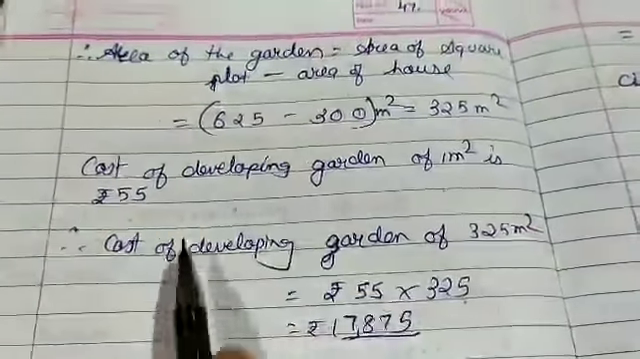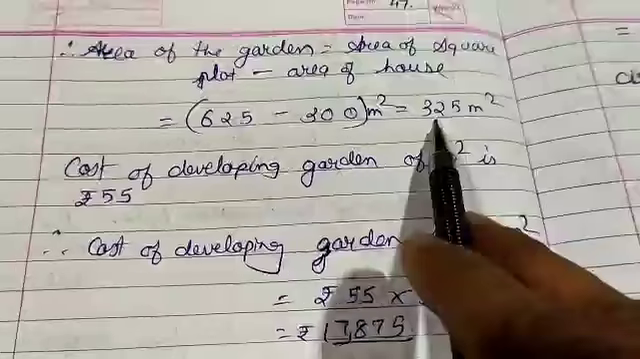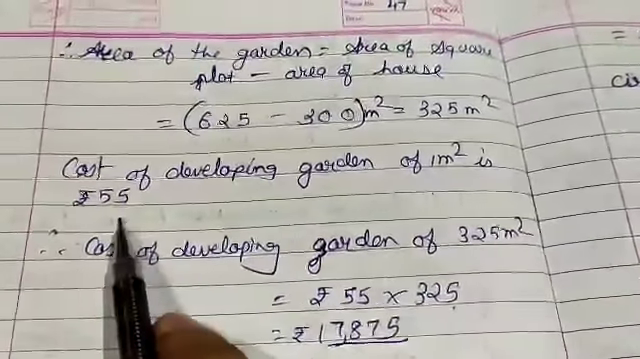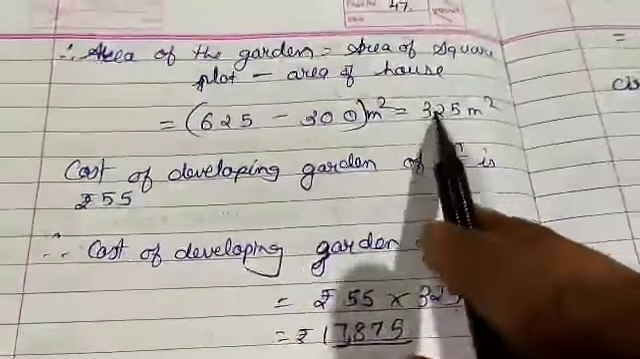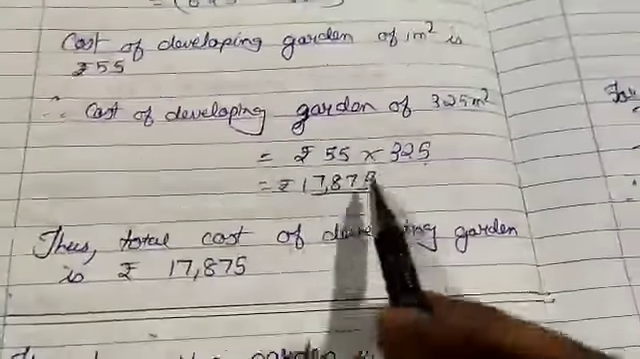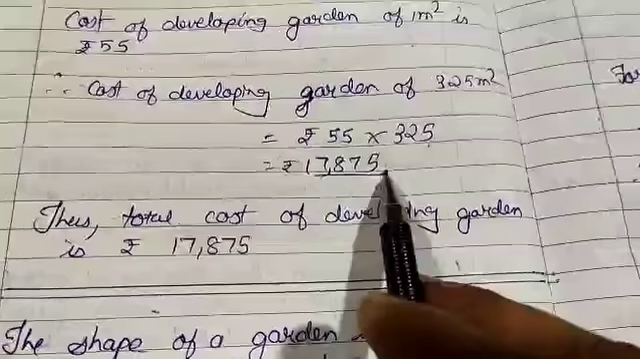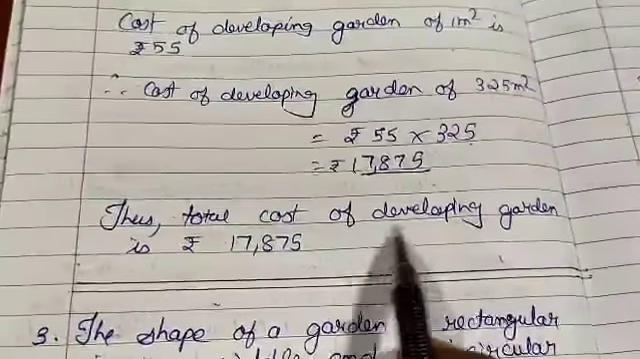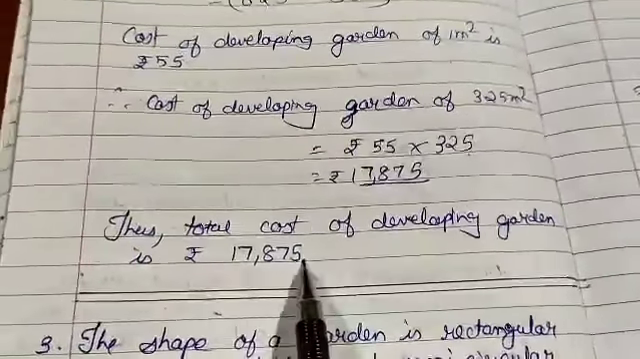So now the cost of developing the garden: the cost of 1 meter square is 55 rupees. So what will be the cost of 325 meter square? You have to multiply 55 with 325, so you will get 17,875 rupees. So that means the total cost of developing the garden is 17,875 rupees.